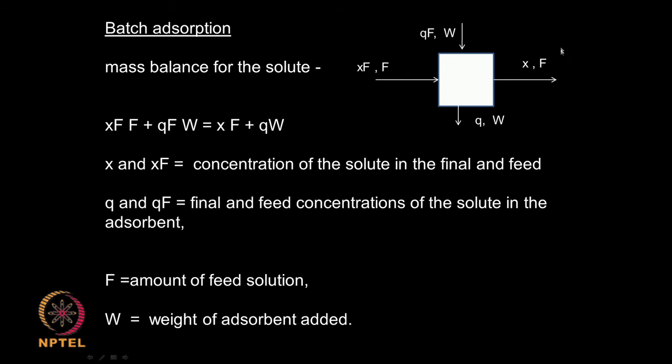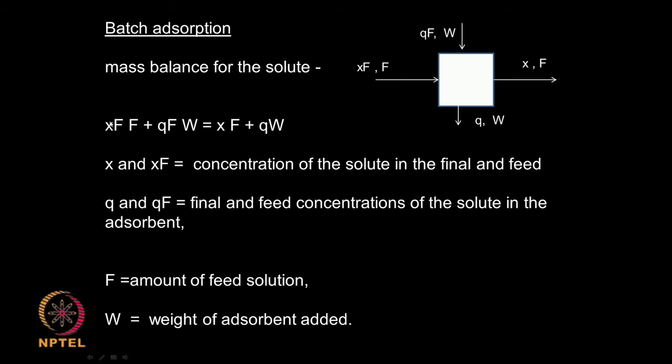So, we can do a mass balance: Xf into F plus Qf into W, that is the amount of solute entering from these 2 streams, equals Q into W plus X into F, that is the amount of solute leaving out. So, you have 2 streams through which the solute comes in, 2 streams through which the solute is going out. X is the concentration of the solute in the feed after some of this solute got adsorbed by the adsorbent.